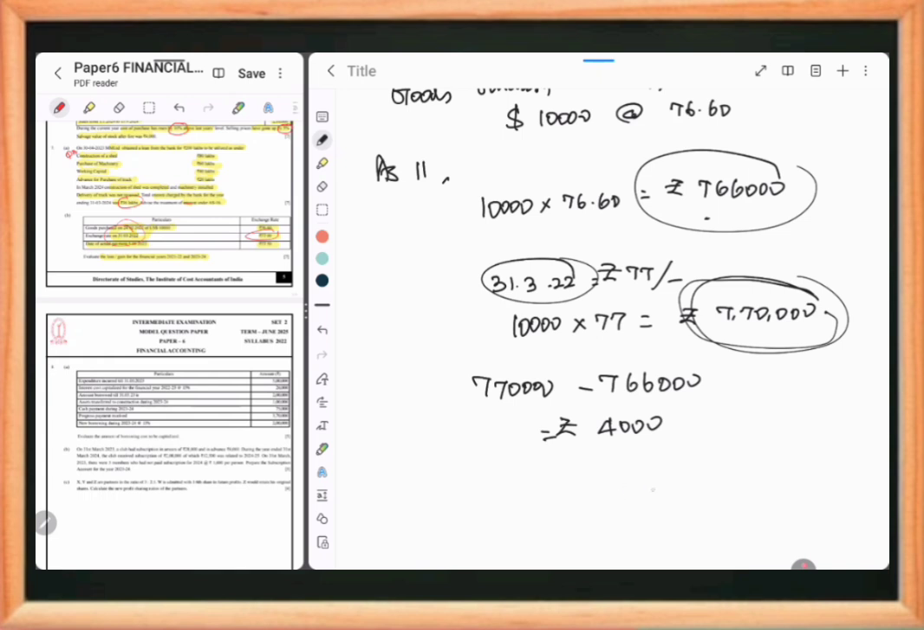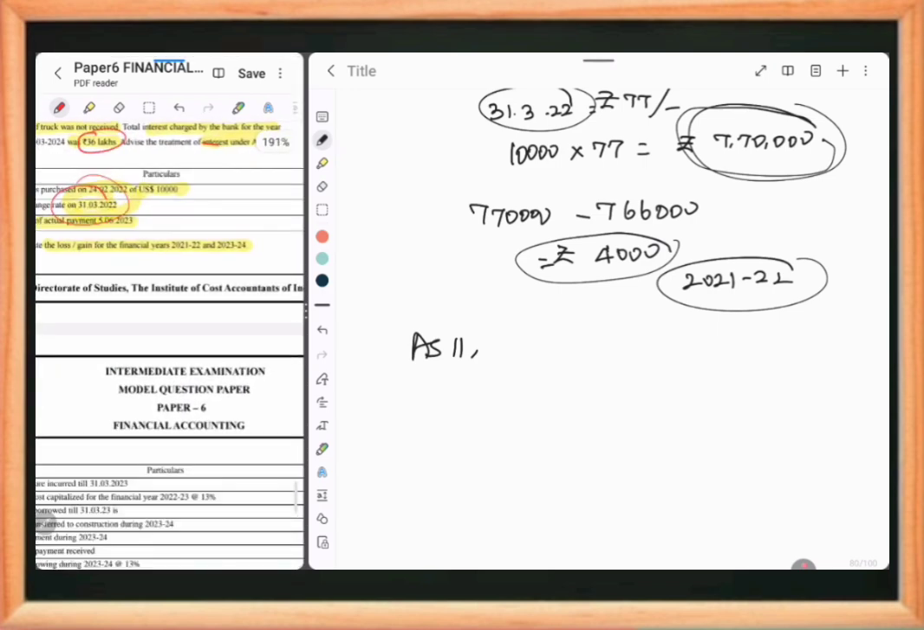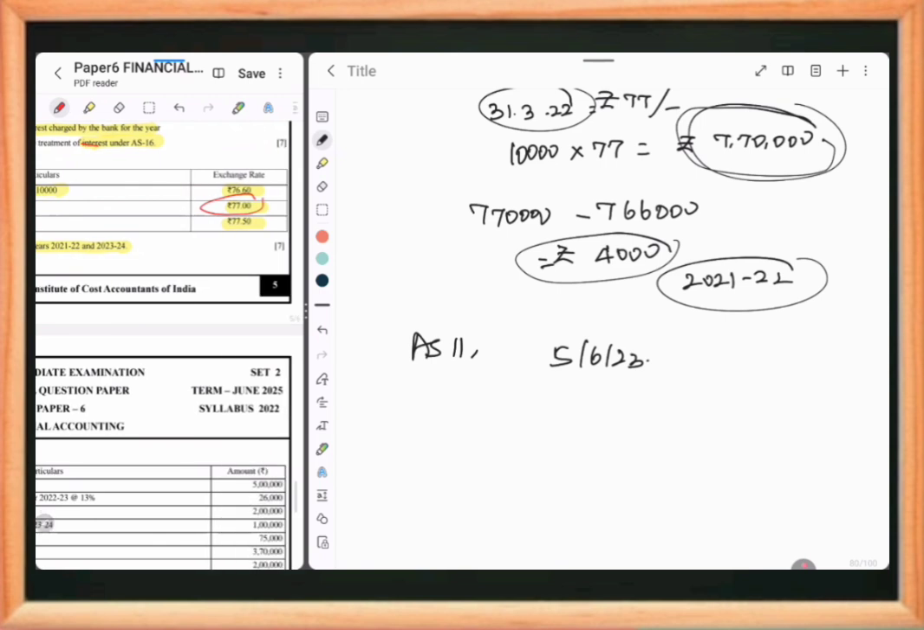It should be debited in the profit and loss account for 2021-22. So 4,000 rupees loss. Understand? And then as per Accounting Standard 11, exchange difference. What is the difference? What is the date of payment? 5/6/23. Actually it is the date of payment. On that date, how much is the value? 77 rupees 50 paise.